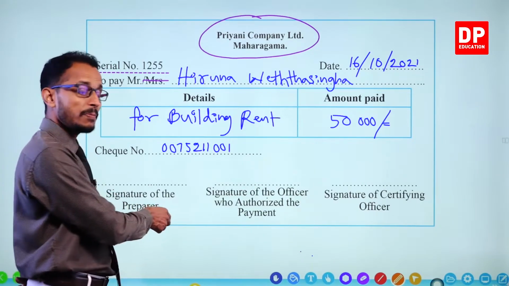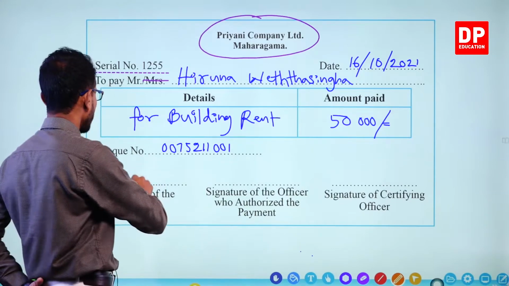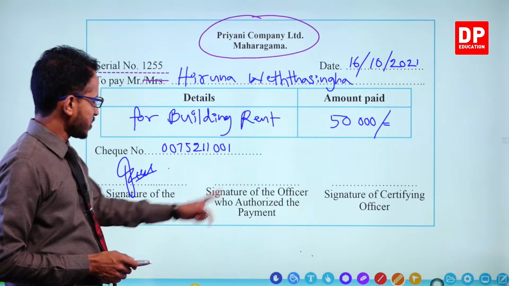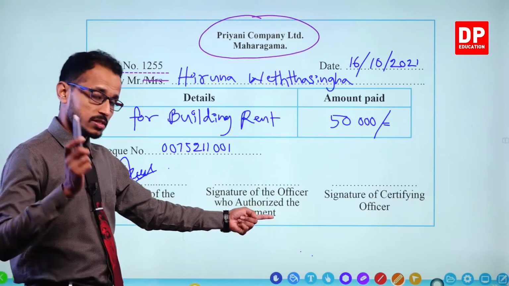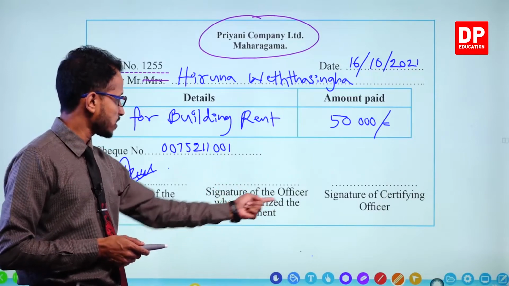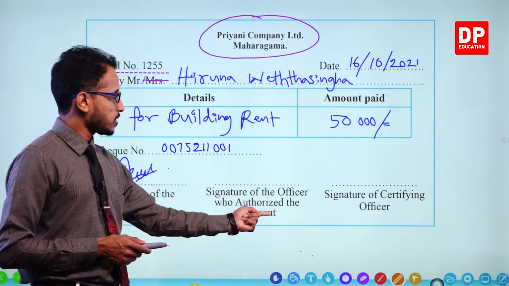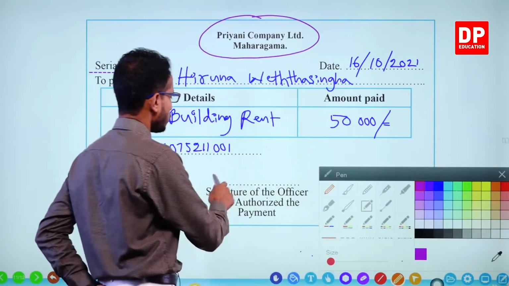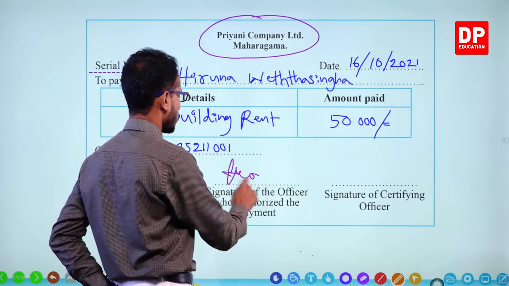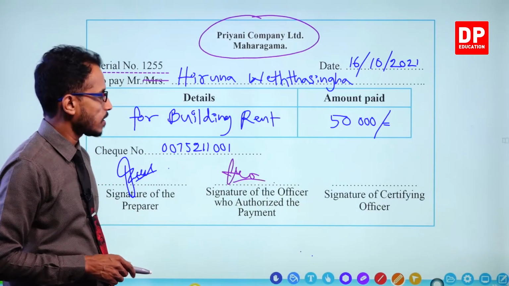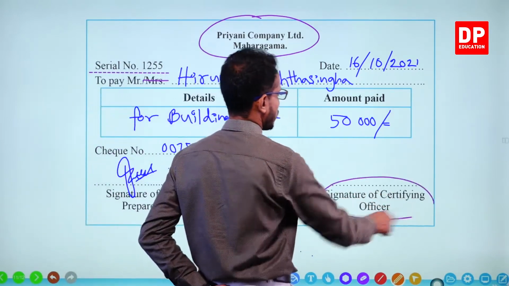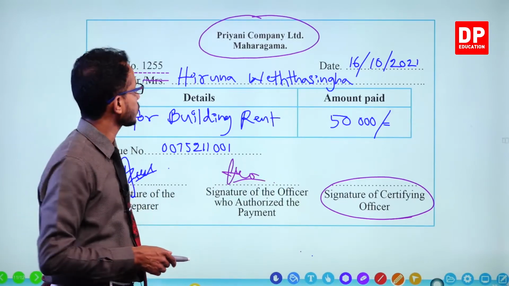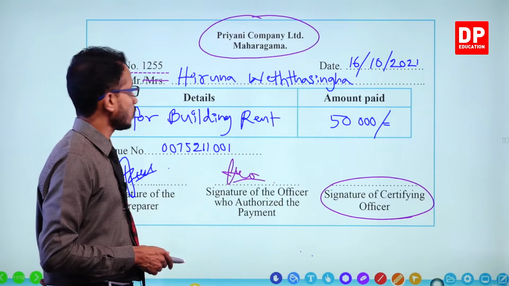Signature of the preparer. If I prepared it, I have to sign it. And signature of the authorized officer who is permitting, who is authorizing the payment. Signature of the officer who authorized the payment. He can place his signature here. And another signature is needed if needed. Another officer can sign it. Here you go. This is a voucher.